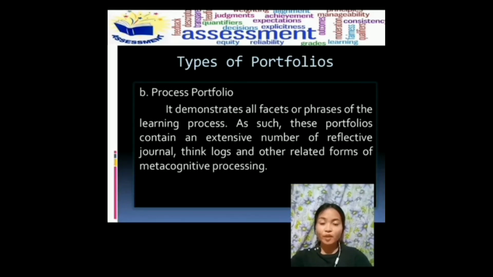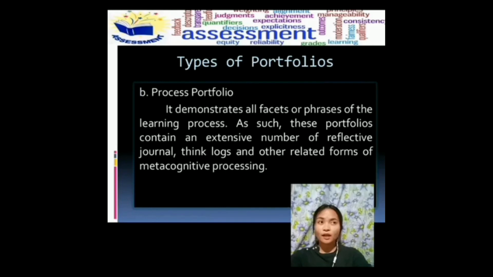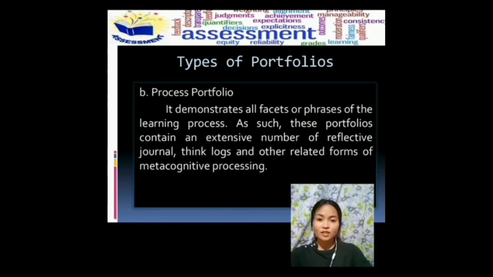So next, we have the process portfolio. It demonstrates all facets or phases of the learning process. As such, these portfolios contain an extensive number of reflective journals, think logs, and other related forms of metacognitive processing. So this type of portfolio, from the word process, is step by step, where we can see the learning processes in a lesson.